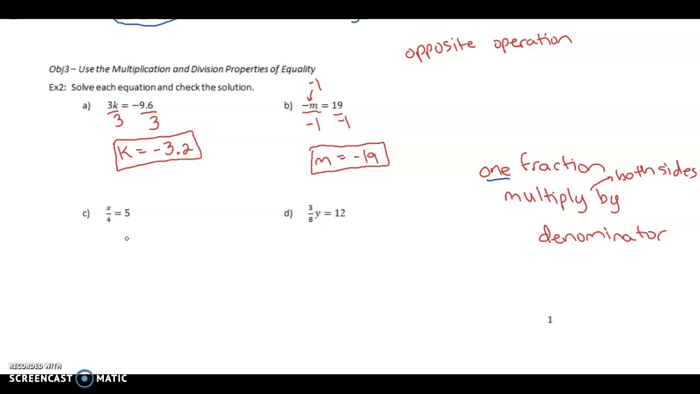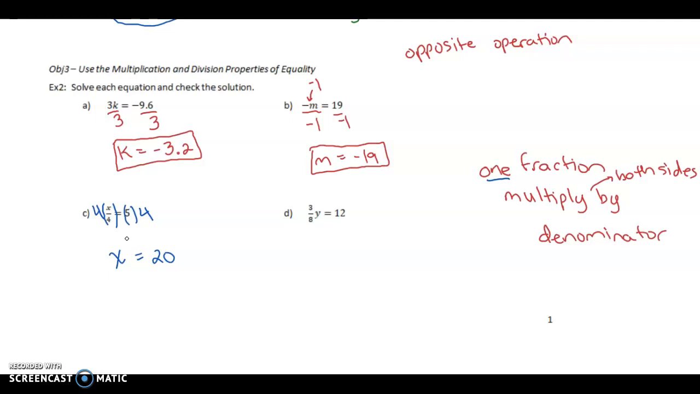So in part C, we have x divided by 4 equals 5. The opposite of dividing by 4 is multiplying by 4. So I'm going to multiply the left by 4 and the right by 4. The 4 on the left is going to divide off the 4 in the denominator, and we're just going to be left with x. And 5 times 4 is 20.